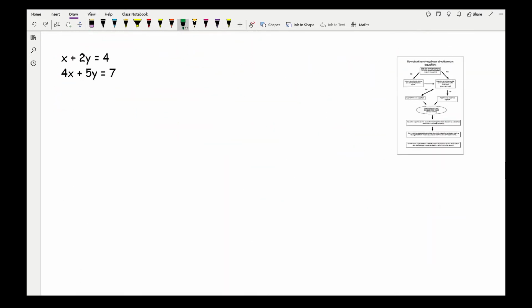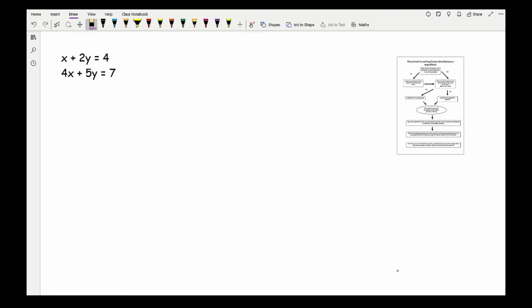Now moving on to our next example. So here what we've got is x plus 2y equals 4 and 4x plus 5y equals 7. So again, ask myself, have I got the same number of x's? No, because I've got 1 and 4. Have I got the same number of y's? No, because I've got 2 and 5. So this is where we need to do a little bit of manipulation.